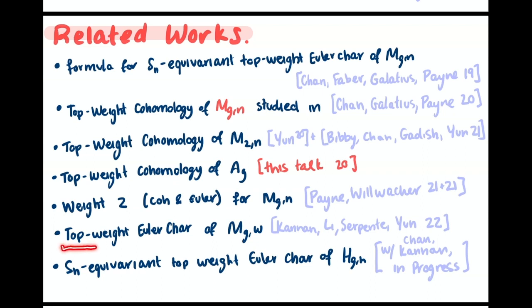And then the top weight Euler characteristic of M_{g,w}, another moduli space, is studied by Kannan, Lee, Serpente, and Yun in 2022. And then the last thing that I wanted to mention is that in a current collaboration with Melody Chan and Siddarth Kannan, we're studying the S_n equivariant top weight Euler characteristic for hyperelliptic curves. So why did I list all of these out? This is just to say that this is a very recent area of study that people are very interested in. So if you find this talk inspiring, or you have other ideas about things to compute with this, I'd be happy to talk more.